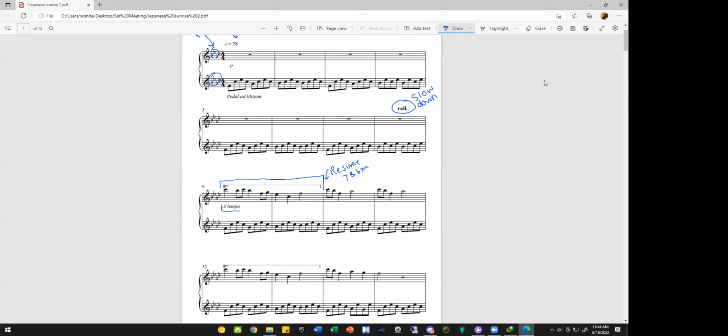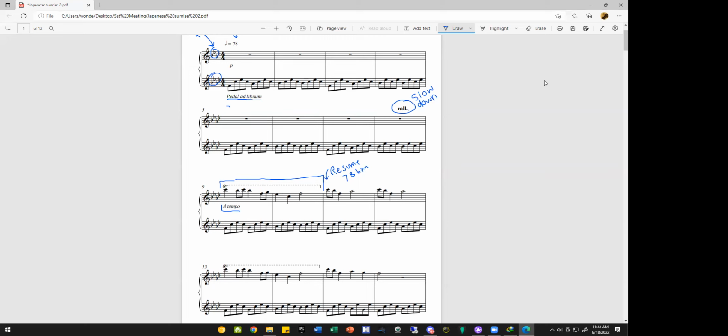Okay, you can turn the page. Well, there's an important thing. Pedal ad libitum. Ad libitum is a Latin word. It means it's your call. Do whatever you want. So you can use a long pedal. You can hold the pedal for 2 bars. You can hold the pedal for just 1 bar. It's a matter of taste, okay?